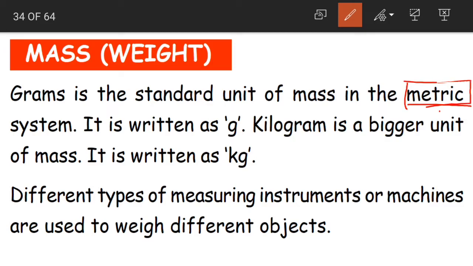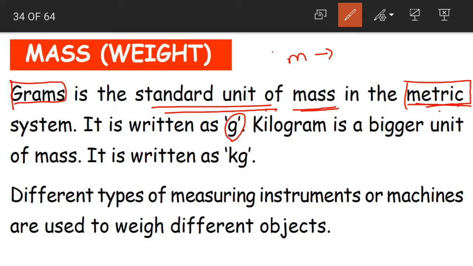Yes, children. In this metric system, the standard unit that we use for measuring the mass of the given objects is grams, and it is written as g. For meters, we've used the letter m to represent meters. In the same way, for grams, it is written as g.